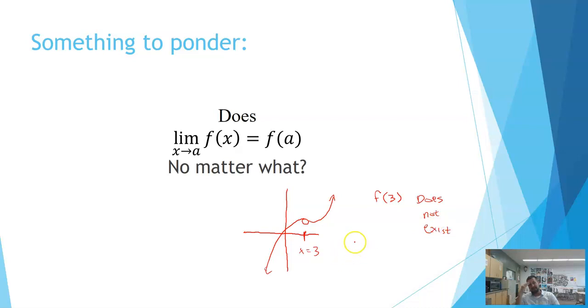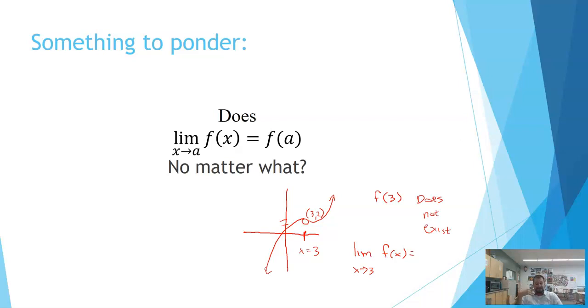However, if I were to look at the limit as x approaches 3 of f of x in this case, then I would say, okay, let's say that hole is at the point (3, 2). I could say that as I get really, really close to 3, like if I look at x equals 2.99999 or x equals 3.00001, those y values, if I was to evaluate the function there, are getting really, really, really close to y equals 2.